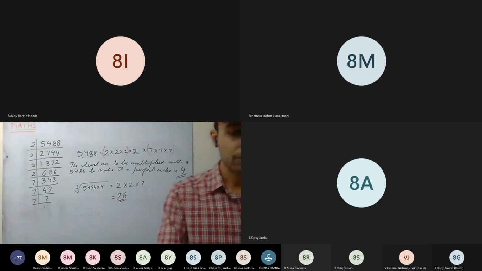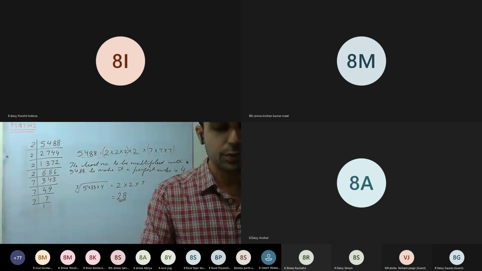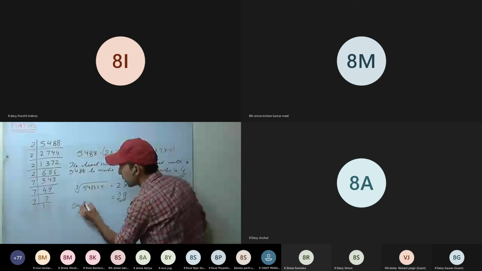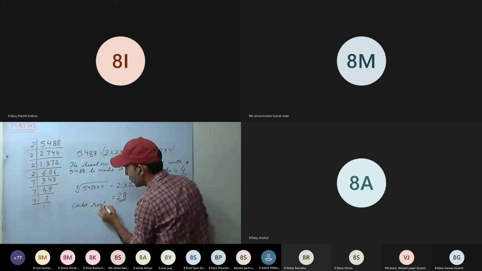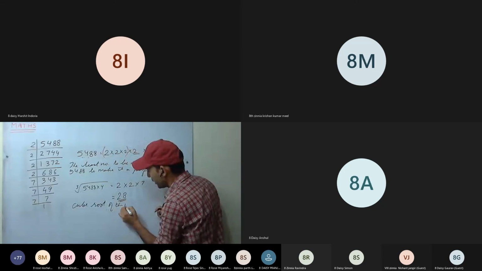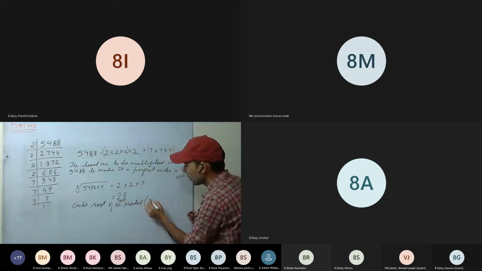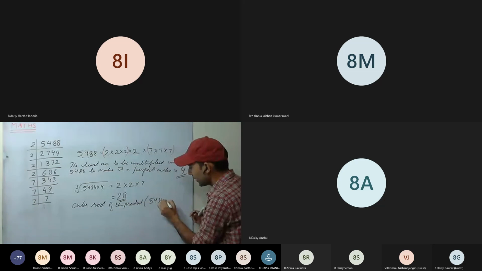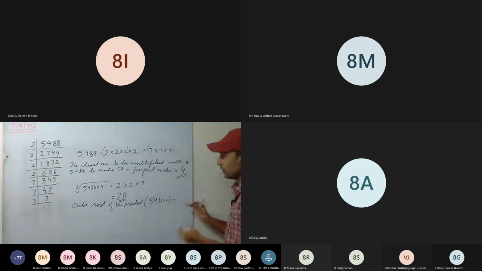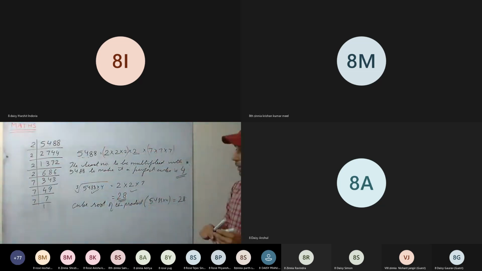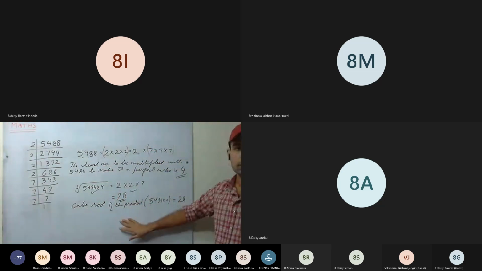Now see the second part of the question. Also find the cube root of the product in each case. So the cube root of the product, you can write as well in brackets, 5488 into 4, equal to 28. This we have calculated here as well. Is it understood now?